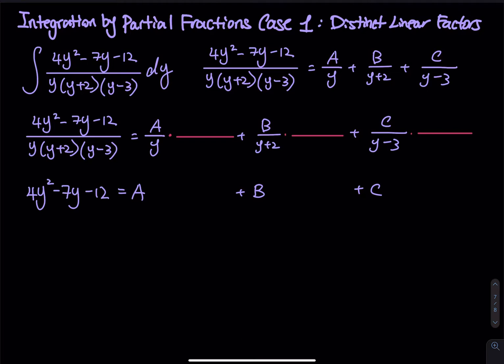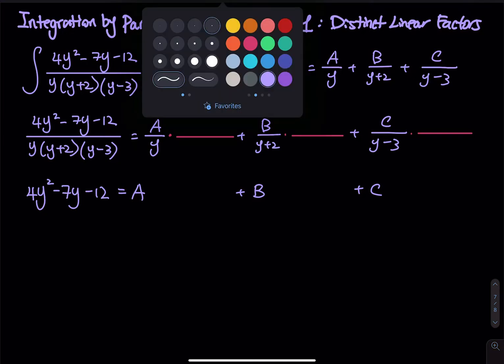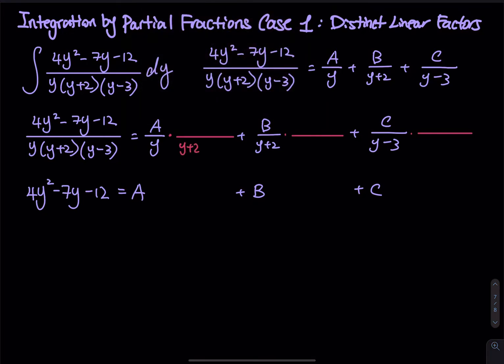And then in the next line, for A, we have y, and then we need the other 2 factors for a common denominator, right? So that's why we have to multiply the top and bottom by y plus 2 times y minus 3. And then for the y plus 2, we need a y and a y minus 3. And then for the y minus 3, we need a y, and then we need a y plus 2.